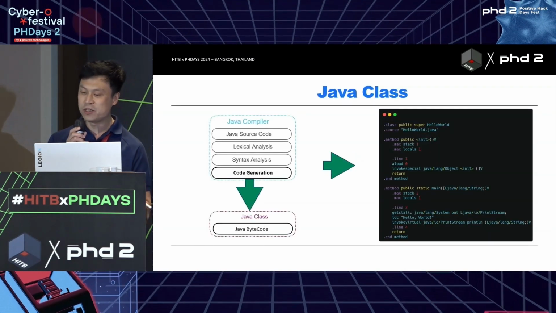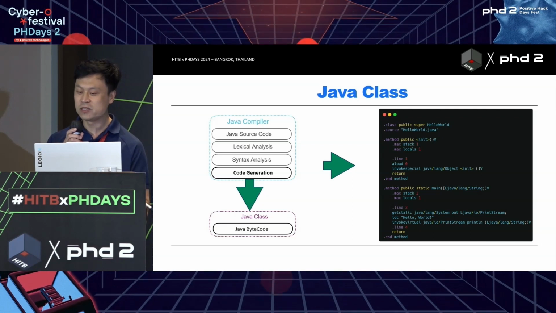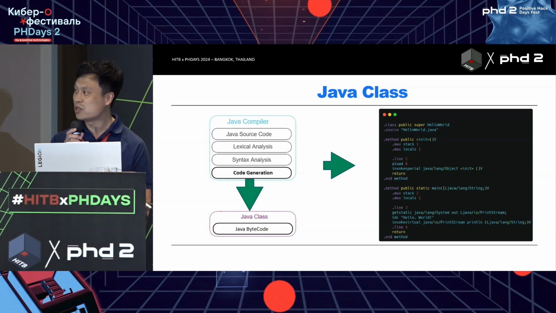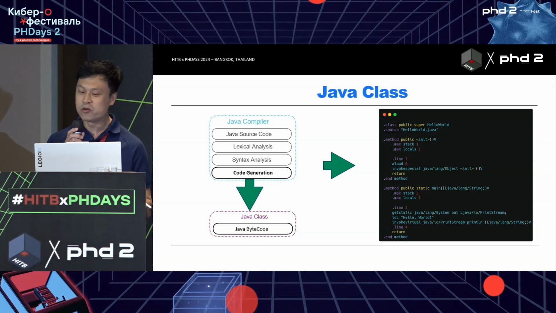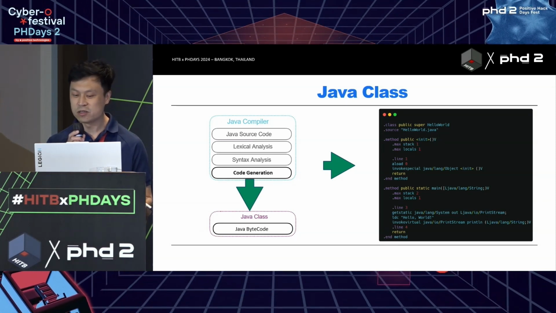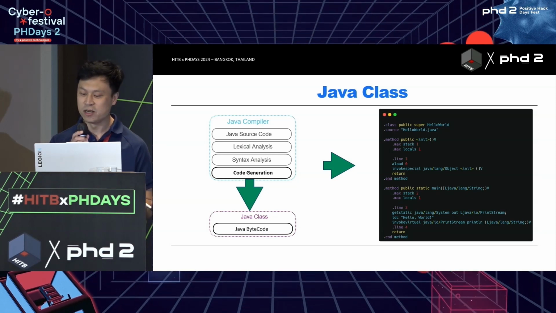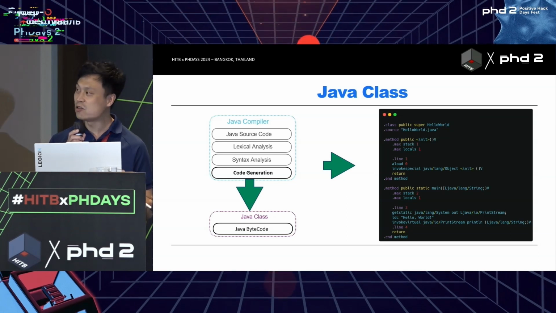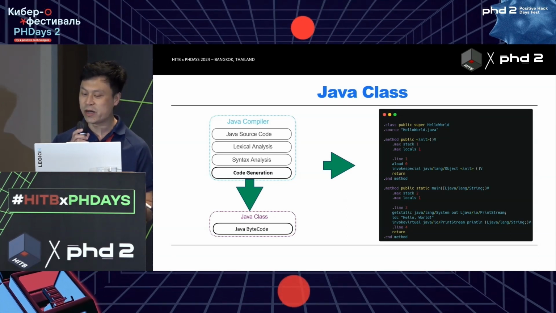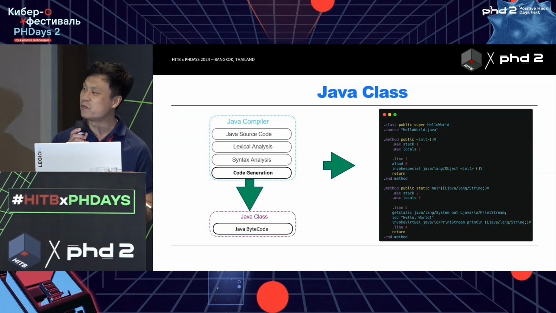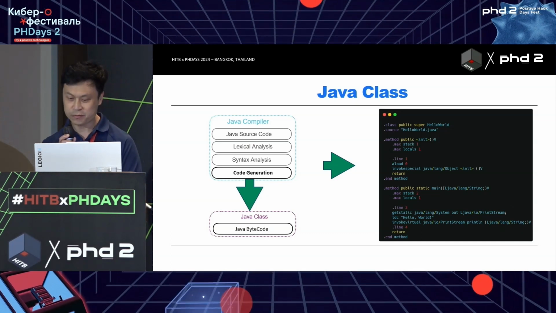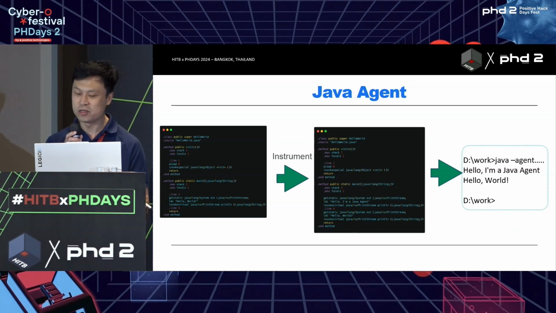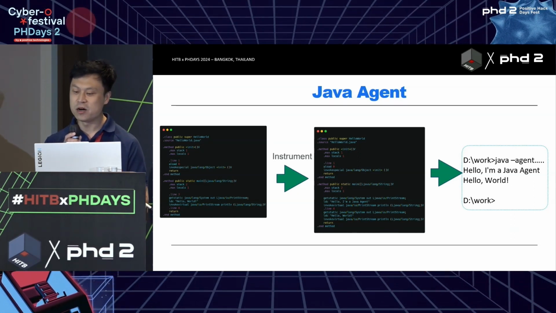Before we dive into the research, let's first understand the Java program compilation process. Prior to compilation, a Java program undergoes lexical analysis to verify the code effectiveness and syntax analysis to validate the code legality, resulting in the generation of Java class bytecode for execution by the JVM virtual machine. The Java agent can reload already loaded classes at runtime and allow you to modify them.